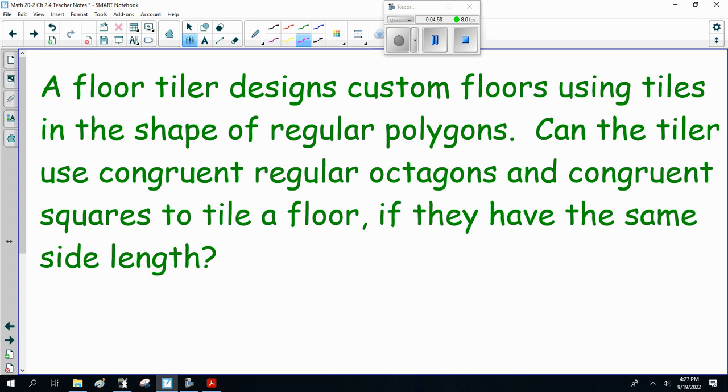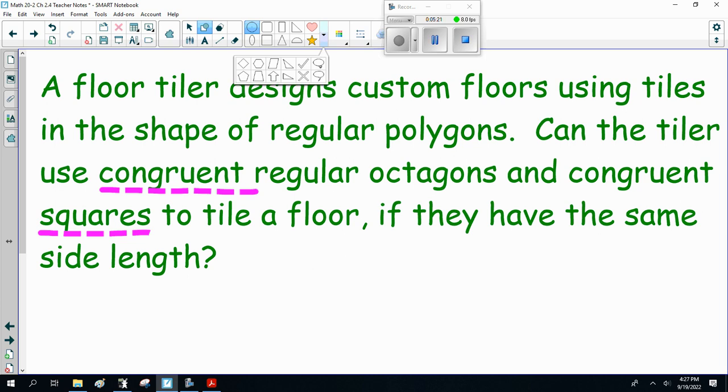Now moving on. A floor tiler designs custom floors using tiles in the shape of regular polygons. Can the tiler use congruent regular octagons and congruent squares to tile a floor if they have the same side length? Well, I don't know, but fortunately with the computer, I can choose an 8-sided polygon. They've got to modify this. Anyway, so, doing it the hard way.